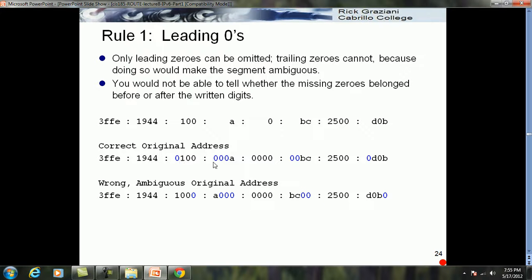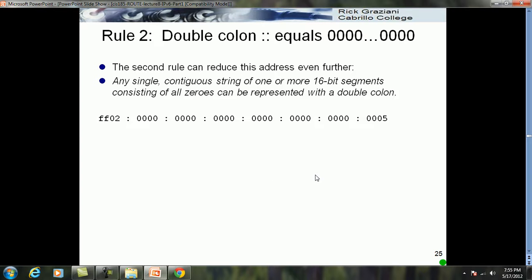So always you drop the leading zeros, not the back zeros. Ending zeros, you don't drop. The second rule says double colons. The second rule, you can reduce the address even further.